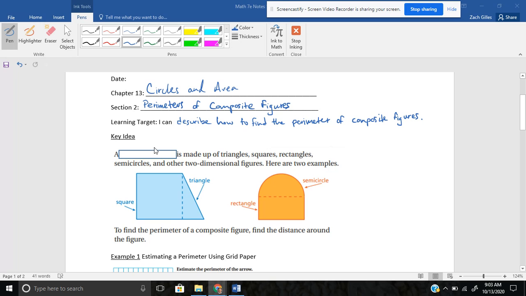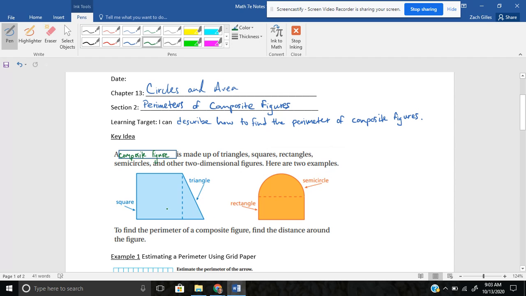And let's start by defining what is a composite figure. Well, that's our vocab word for the day. A composite figure, I might not be able to fit this in. Look up there, I did. A composite figure is made up of triangles, squares, rectangles, semicircles, and other two-dimensional figures. Here are two examples. So, for example, we have a square with a triangle, or a rectangle with a semicircle. It kind of looks like a silo.